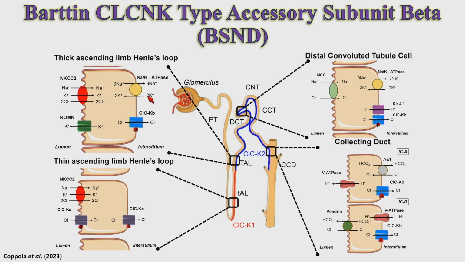Before I go to the next slide, I'll briefly talk about BSND, or Barttin, CLC-K-type accessory subunit beta. So there are CLCKB and CLCKA chloride epithelial channels that are highly expressed in inner ear and in kidney. And both of these channels are very important for maintaining local homeostasis, and they're both activated by BSND. When ionocytes were discovered, single-cell RNA sequencing data showed that ionocytes are enriched with BSND.